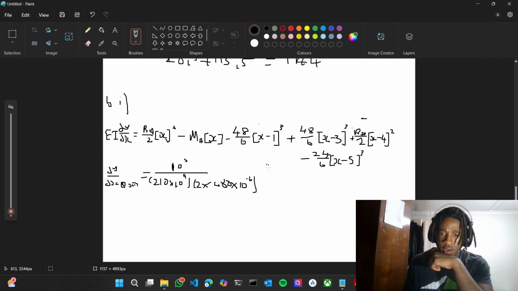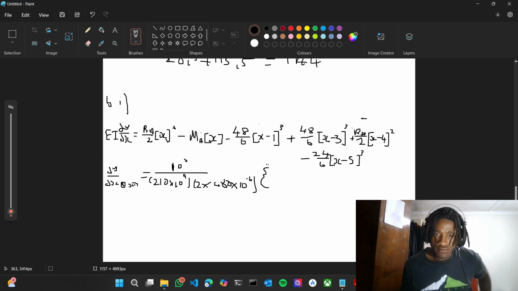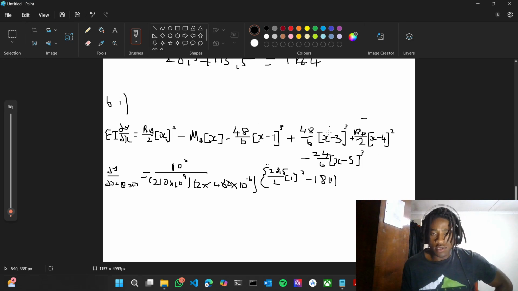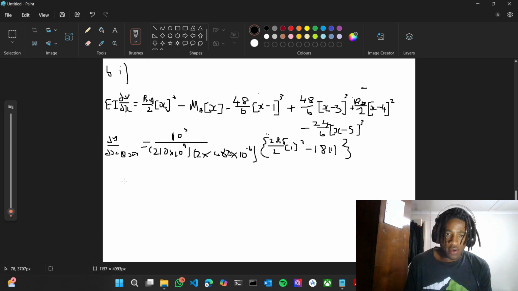Okay, and we've got to open this bracket here to substitute what we need to. So 28.5 over 2 multiplied by 1 squared minus MA, which is 18 times 1. So here, if we substitute 1, it's going to be 0, so it gets discarded. This will be negative, gets discarded. That will be negative, gets discarded. That's negative, gets discarded. Cool. So we only have those two things. Simplified. 10 to the 3.